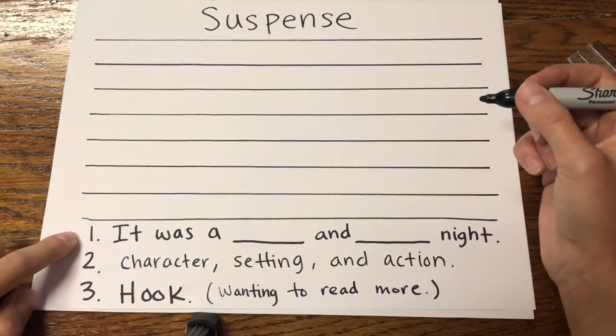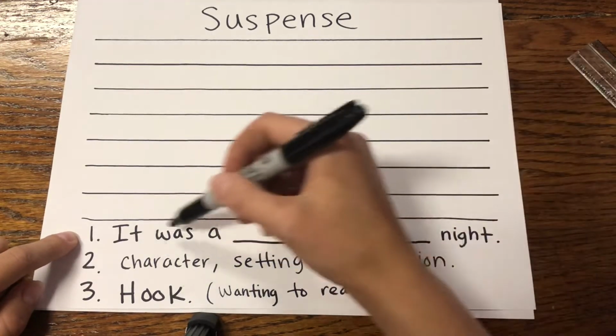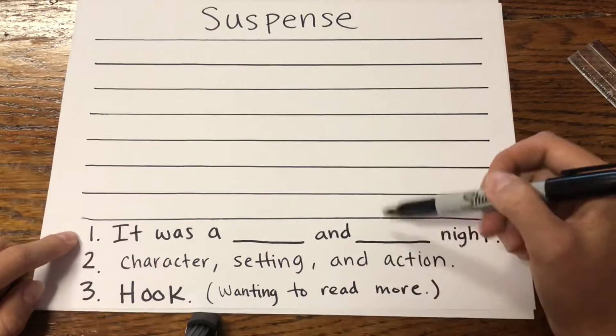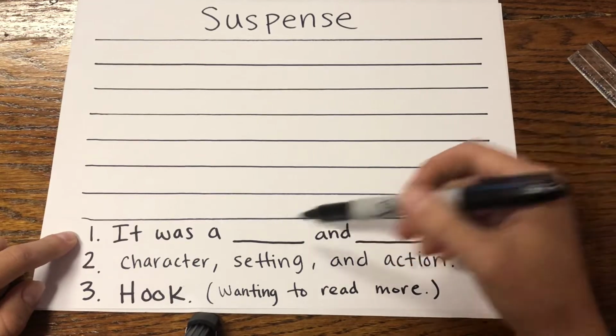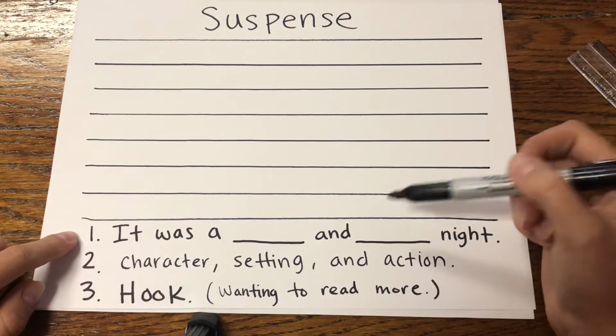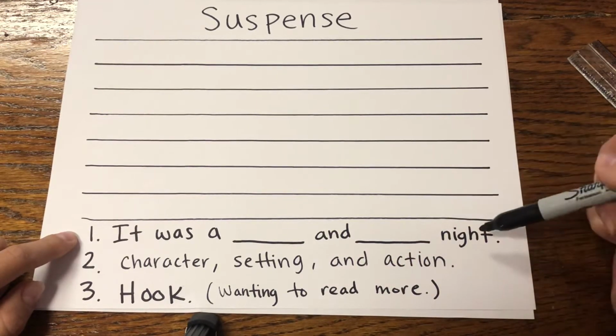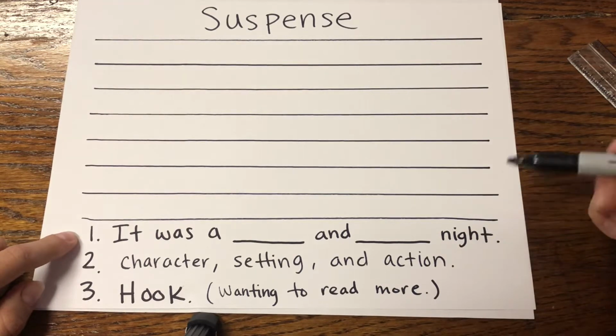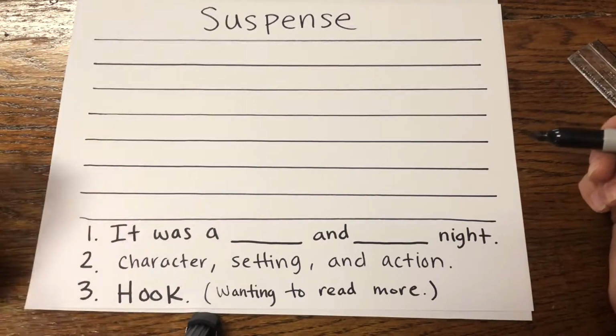So in your first sentence, you're going to write almost this exact thing, but you get to choose the adjectives that you're going to put here. An adjective is going to be a describing word for the word night. So it's going to be, it was a blank and blank night.